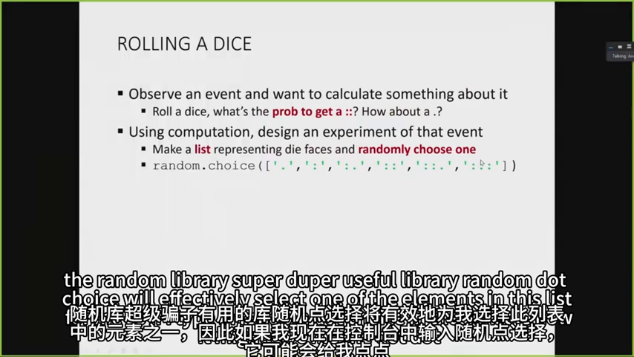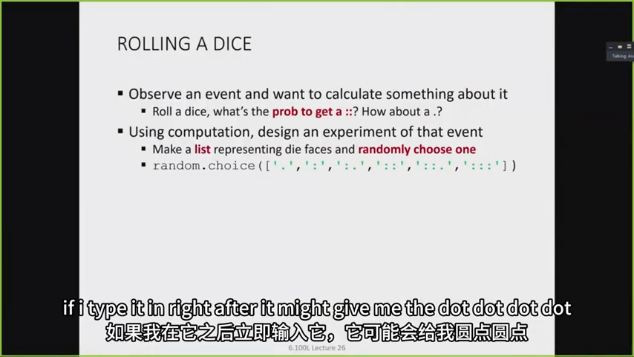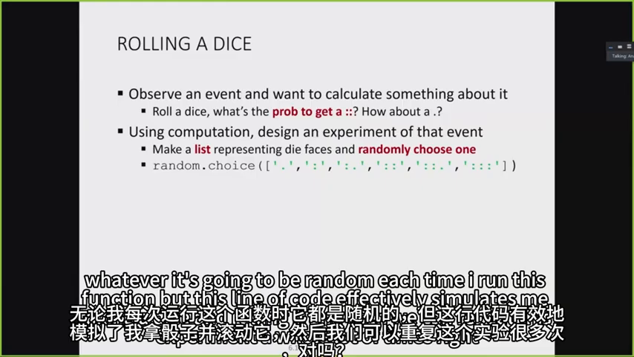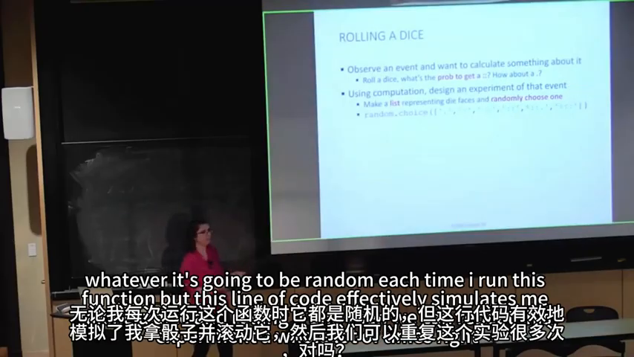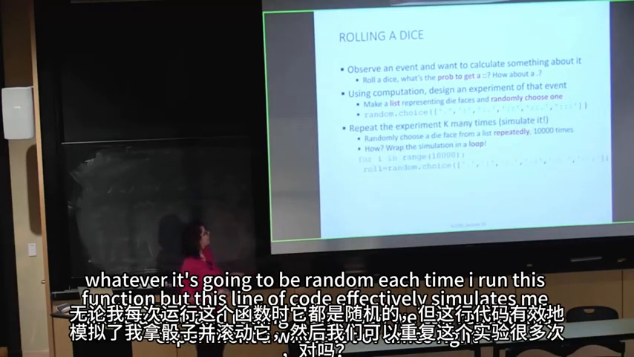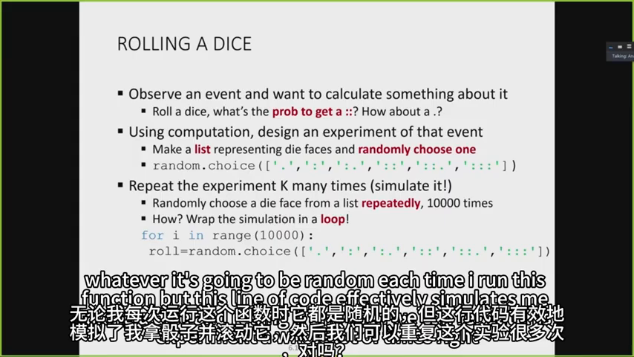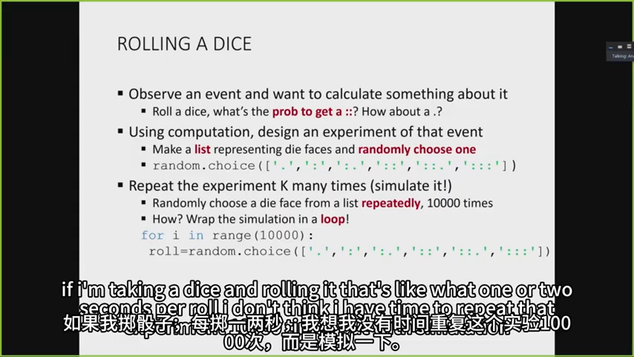So if I type in random.choice in the console now, it might give me the ... If I type it in right after, it might give me the ... whatever. It's going to be random each time I run this function. But this line of code effectively simulates me taking a dice and rolling it. And then we can repeat this experiment a whole lot of times, right? If I'm taking a dice and rolling it, that's like, 1 or 2 seconds per roll. I don't think I have time to repeat that experiment 10,000 times.